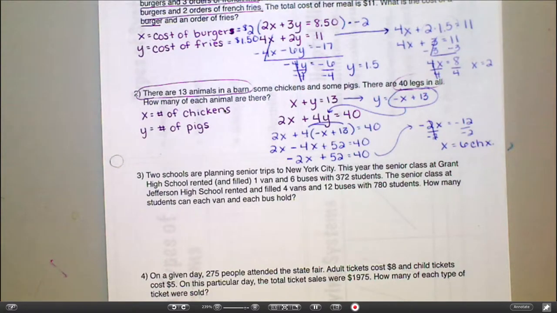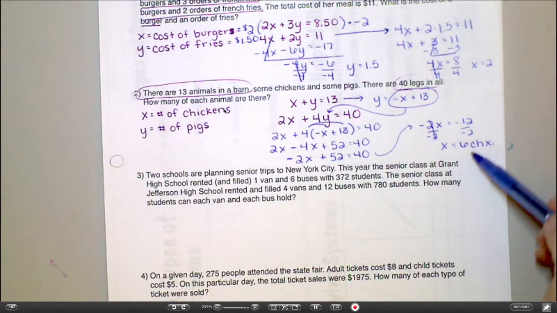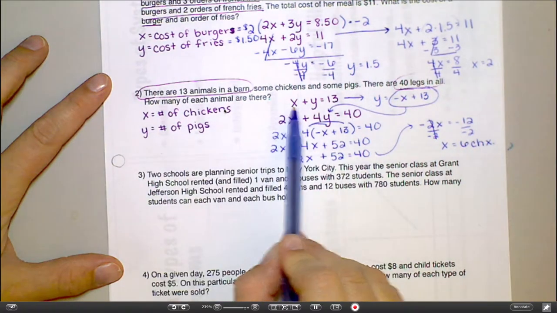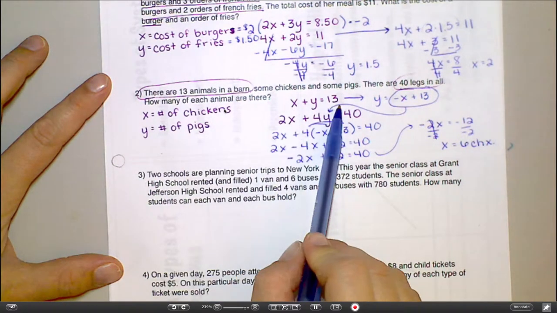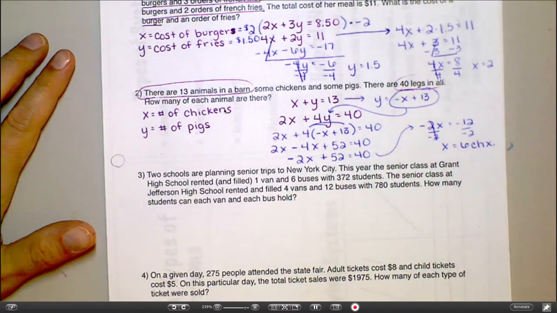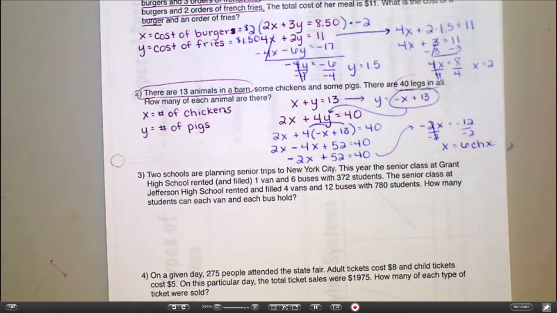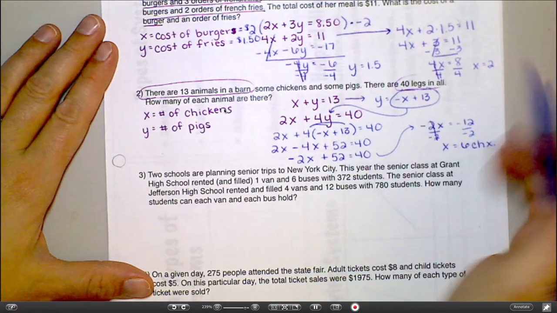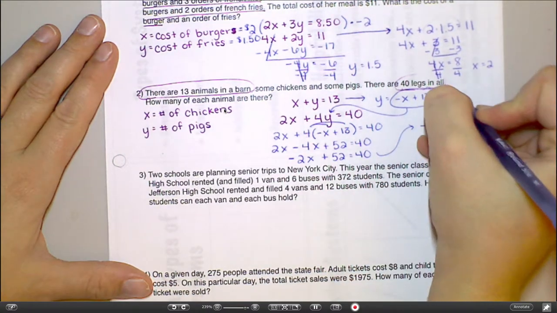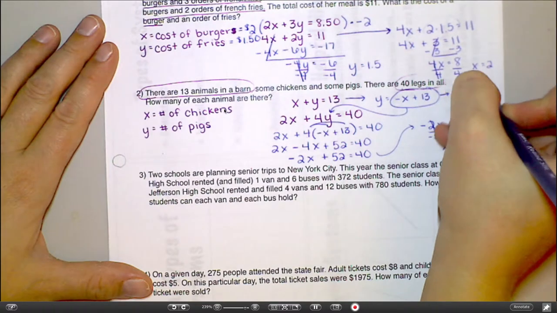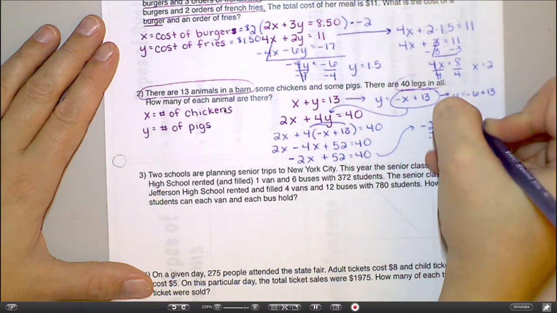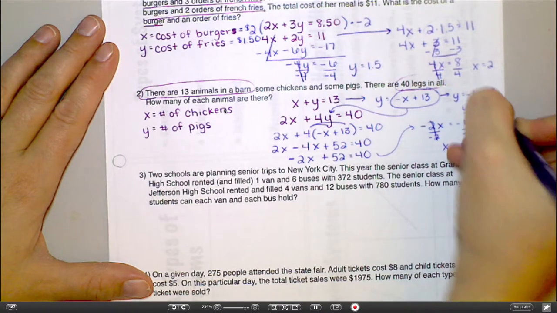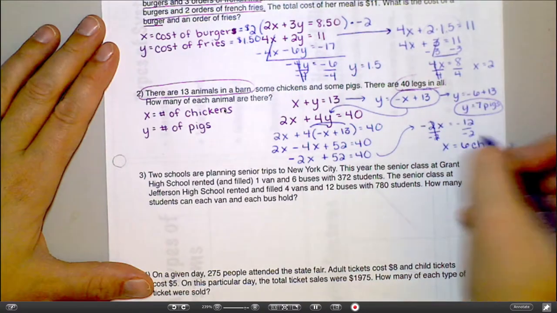All right? Let's go back and figure out how many pigs we would have to have then. And really, a lot of you are going to say to yourself, well, I know I have 13 altogether, so if 6 of them are chickens, 7 of them must be pigs. Okay, that's perfect. That's exactly right. If I were to plug this in, I would get y equals -6 plus 13, which does mean y equals 7 pigs. So there's my answer.